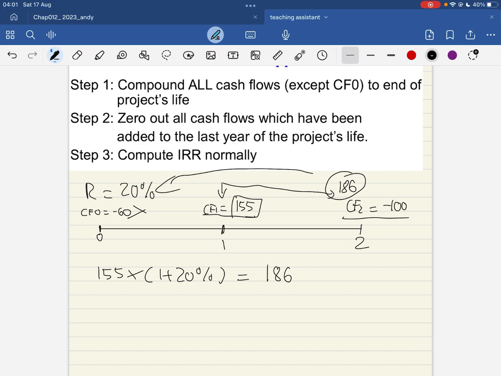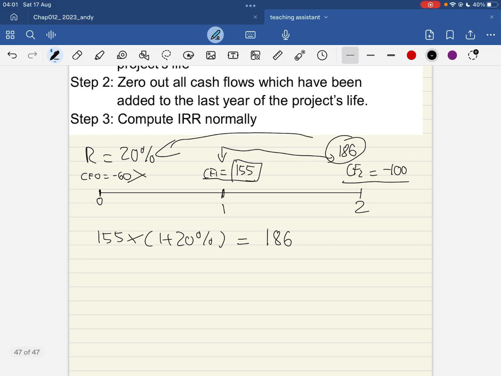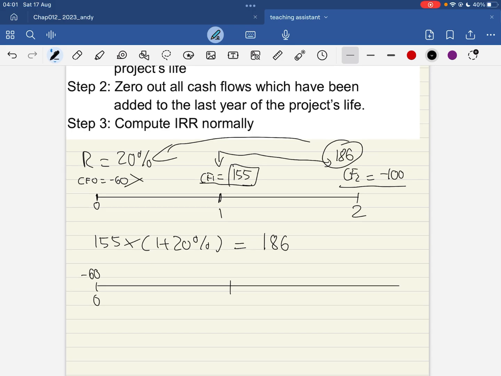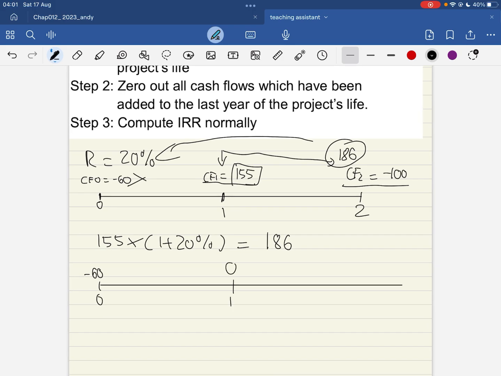Next step, we zero out all the cash flow which has been added to the last year of the project's life. So our new timeline will look like this. Year 0 is still minus 60. Year 1, because we already compounded and added to the last year, the CF will be 0. And year 2, the CF will be minus 100 plus 186, which is the future value of the cash flow in year 1. And this is equal to 86.